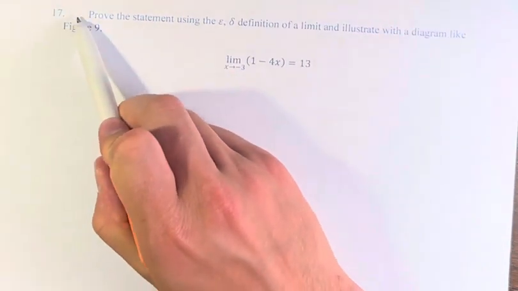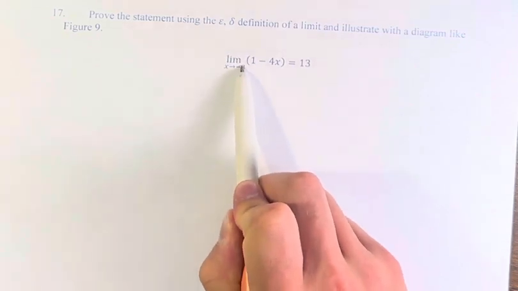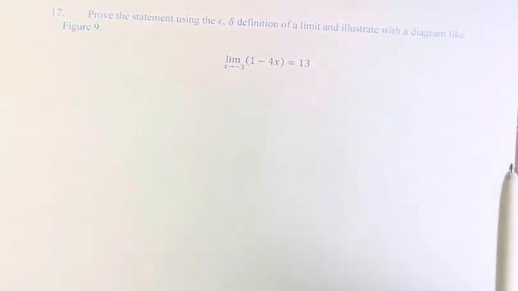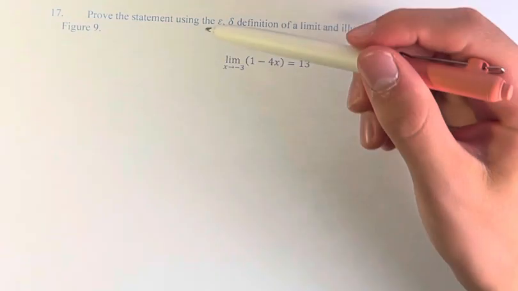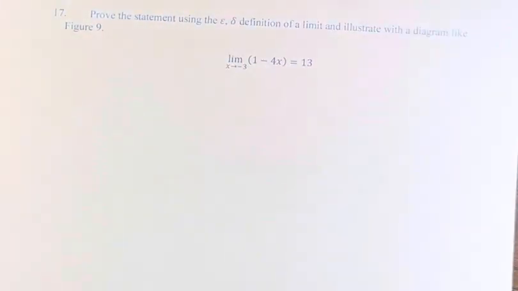In this problem, we're asked to prove the statement, the limit as x approaches -3 of 1 minus 4x is equal to 13, using the formal definition of a limit and illustrating with a diagram.